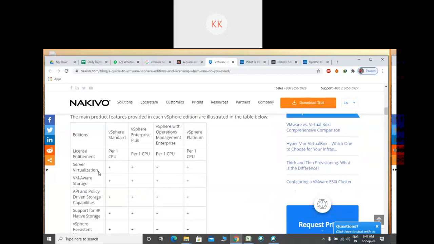So this is regarding all three different editions of VMware vSphere. One is standard, next one is your what?